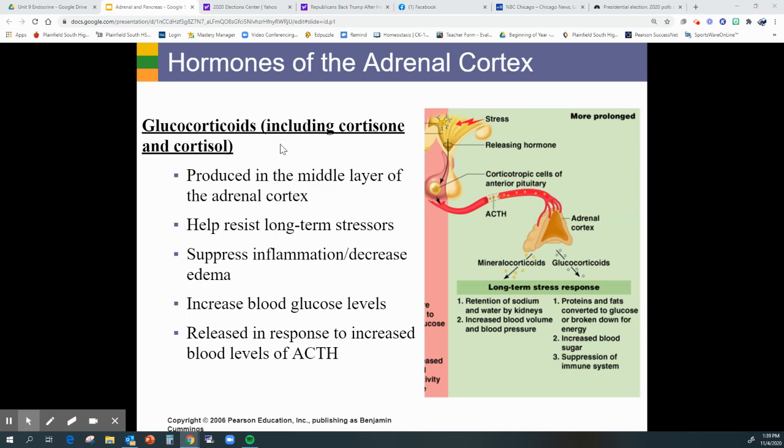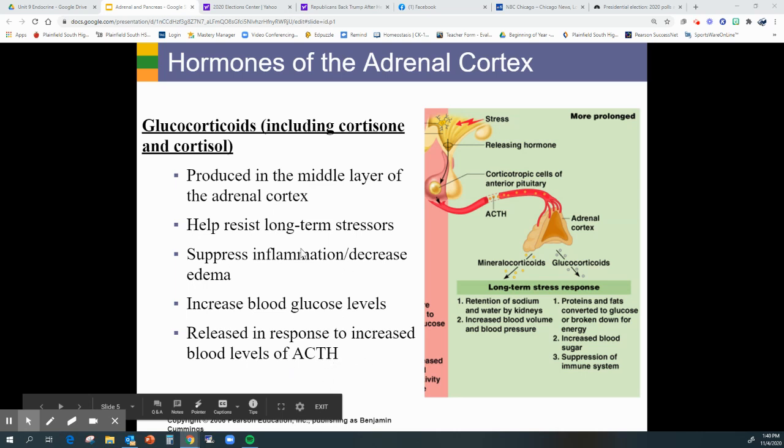These are our stress hormones, actually. These help us resist long-term stressors. So if you're under enormous amounts of stress, this pandemic could really cause that for a lot of people. What it will actually do is suppress inflammation as well as decrease edema in the body. What it does, though, is it increases our blood glucose levels. This is in response to ACTH, the adrenocorticotropic hormone produced by the pituitary gland. We talked a little bit about that when we talked about the pituitary gland.